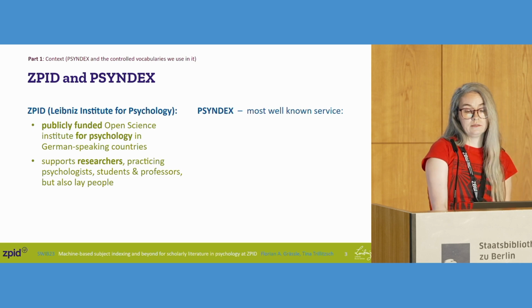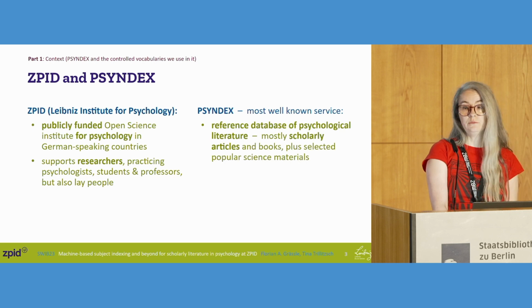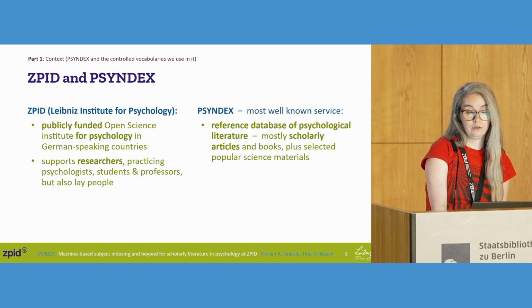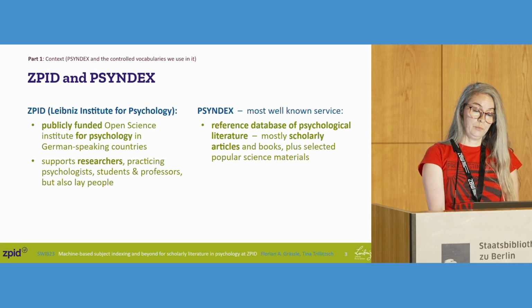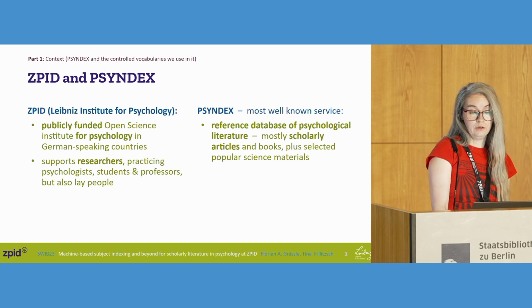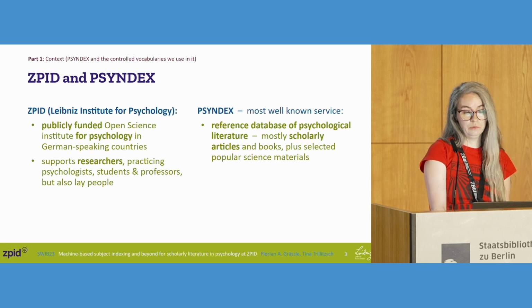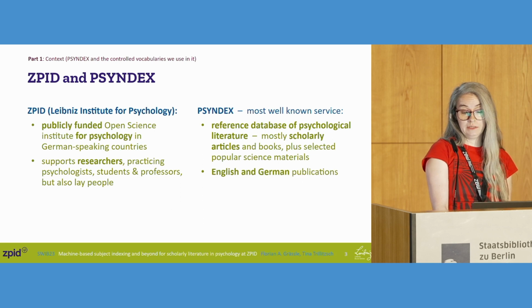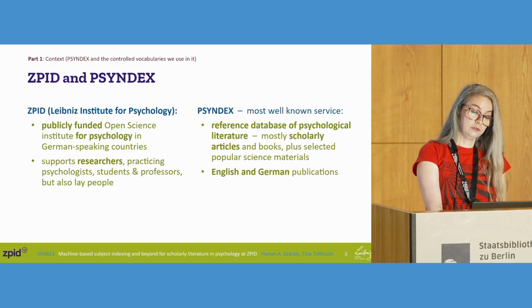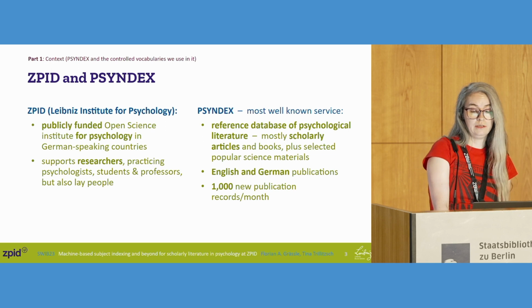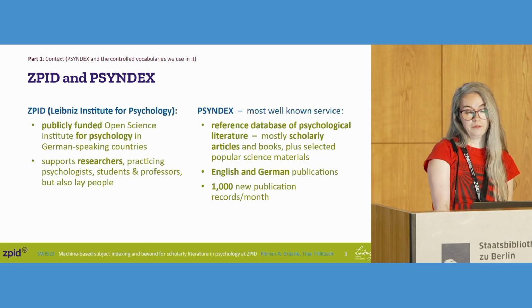SYNDEX is the product we're probably most known for. That's a reference database of psychological literature, mostly scholarly articles and books, but also popular science materials for lay people. Our publications we index are in English and in German, and we have about 1,000 new publications per month.